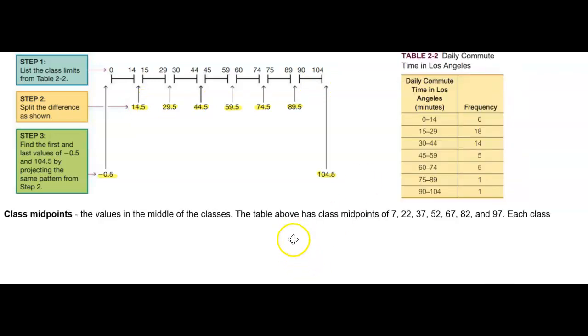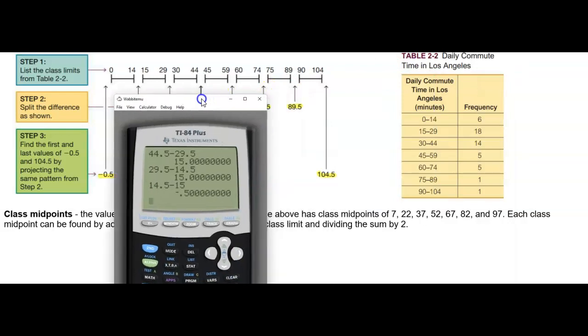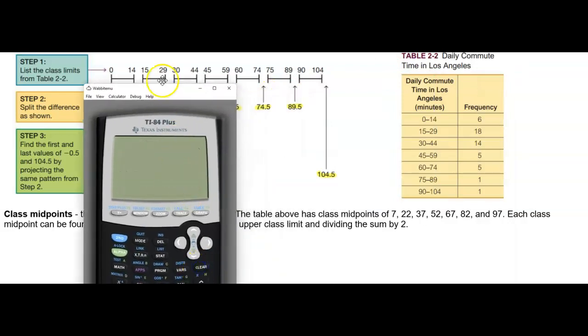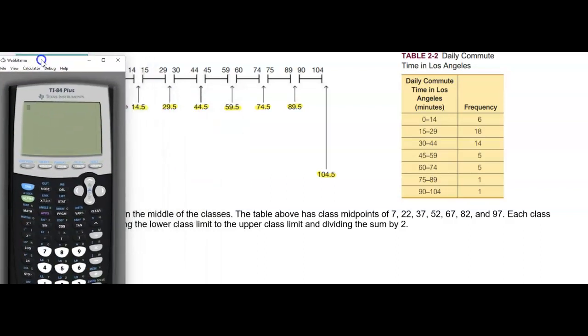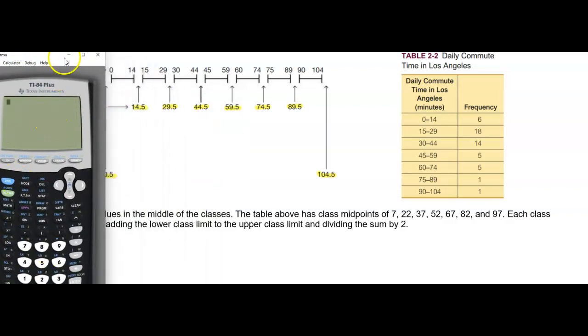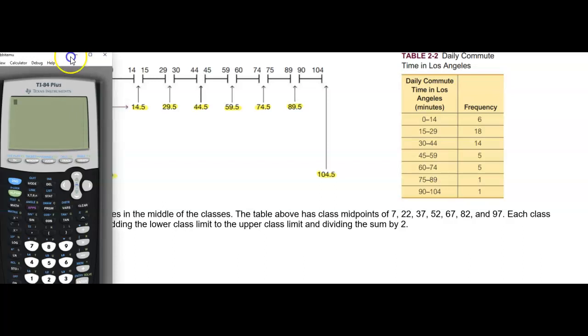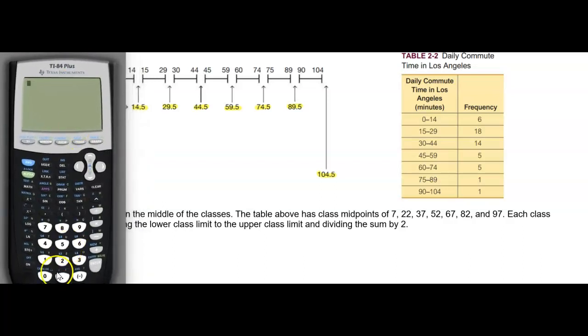Next, we're going to talk about midpoints, class midpoints. Now the class midpoints are the values in the middle of the classes. So how do we find those? Well, now we're going to take the lower class limit and the upper class limit. So let's go ahead and do that. So we're going to take 0, which is the lower class limit, the value of the lower class. Okay, so you have 0 plus 14, and then divide that by 2. Well, here we get 7. That's in the middle of the class.